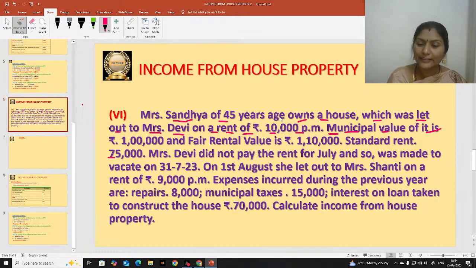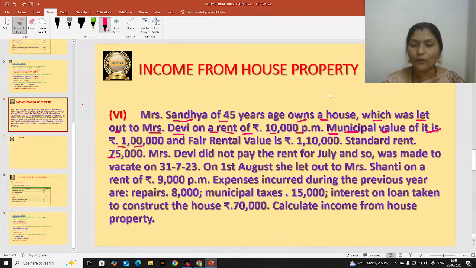So 75,000 is MRV. Okay, and next, not 75,000 students, it is 1 lakh. Yeah, I missed it. It is 1 lakh, not 75,000. Municipal value of it is 1 lakh. So municipal rental value is how much? It is 1 lakh. You can see here. I just jumped to another line. So you can see, it is 1 lakh. Municipal value MRV is 1 lakh. So that is for the full 1 year.